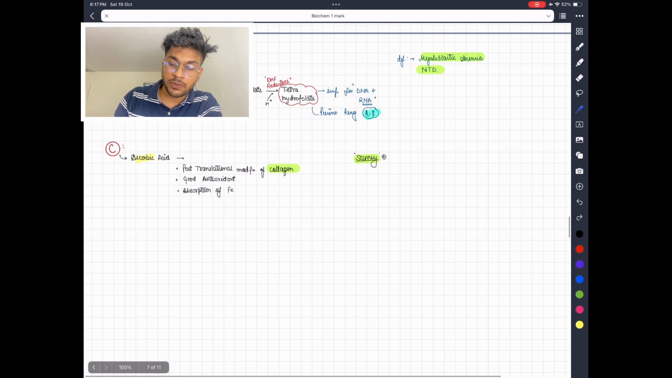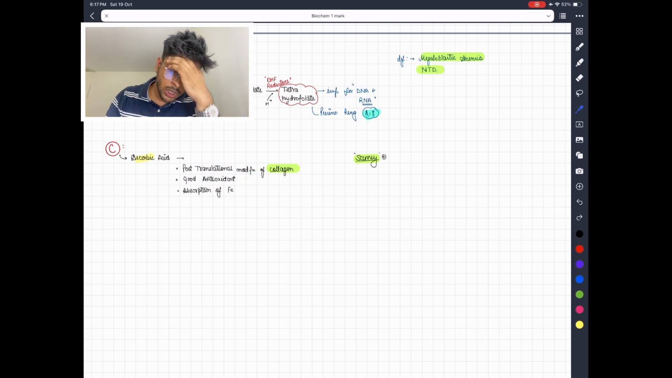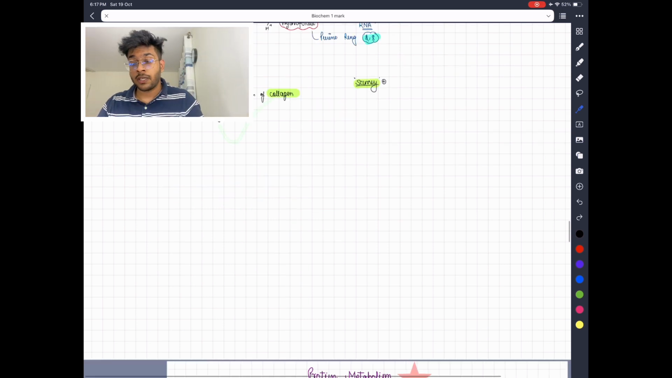Another question which can be asked with vitamin C or ascorbic acid is which one is associated with or related to post-translational modification of collagen. It will be vitamin C. It is a good antioxidant and also helps in absorption of Fe.